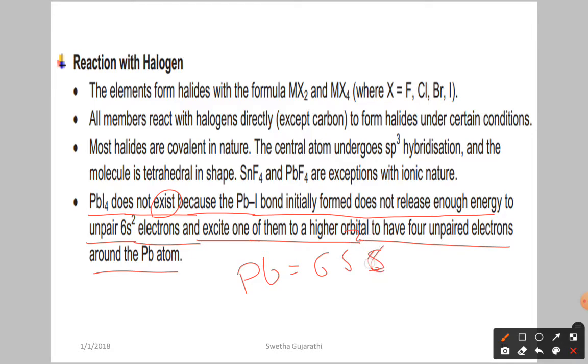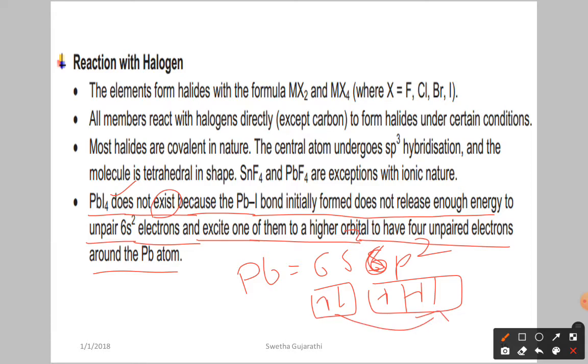Okay, so here if I want to form lead tetraiodide, you need 4 unpaired electrons. If you see the ground state electronic configuration, we have only 2 unpaired electrons, isn't it? If an electron undergoes excitation, then only you are going to get 4 unpaired electrons, and with those 4 unpaired electrons you can form lead tetraiodide.